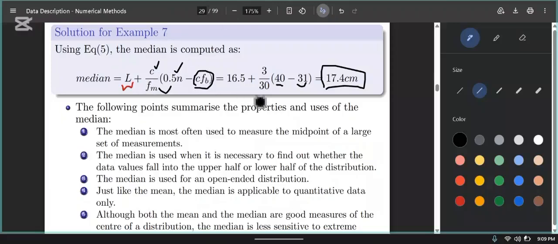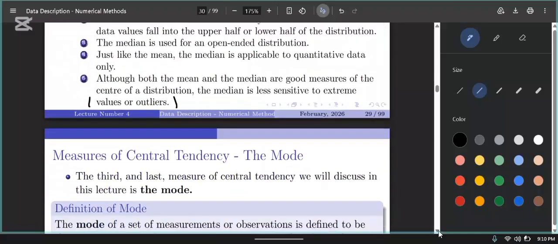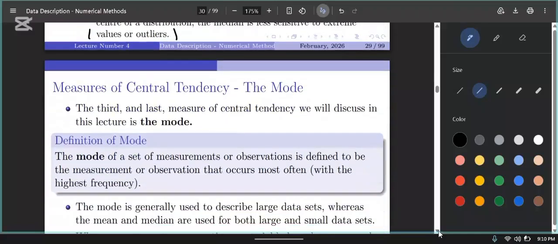Okay, so the following points to summarize. The median is the most often used midpoint for a large set of measurements, and the good thing is that, like we said, it's not affected by outliers. Now the other measure of central tendency is the mode. The mode is the common number, the number that is showing up more often, the one with the highest frequency.